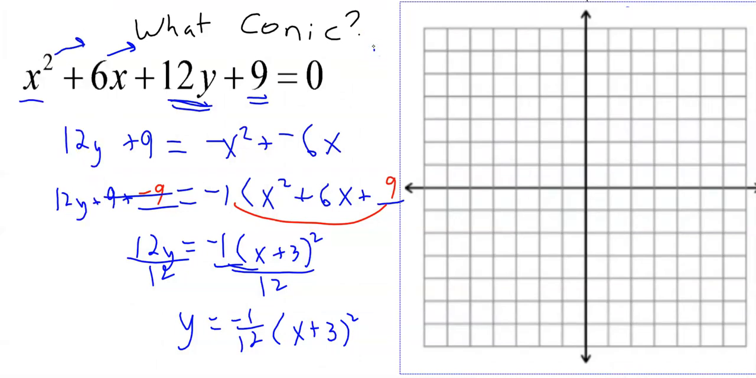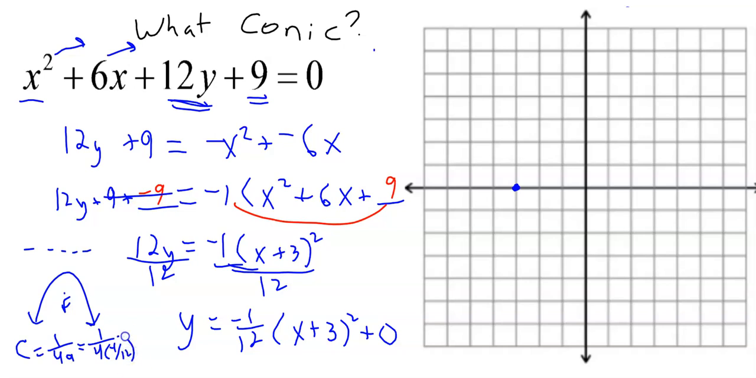So let's see, the center, the h, k would be, this is really like plus 0, so h is negative 3 and k is 0, so that's my h, k. I know this is opening downwards. I like to sketch it just to think about the focus and the directrix. So if I go a distance of c equals 1 over 4a, so 1 over 4 times negative 1/12, which is negative 4/12, negative 1/3, which is negative 3. So c is negative 3.